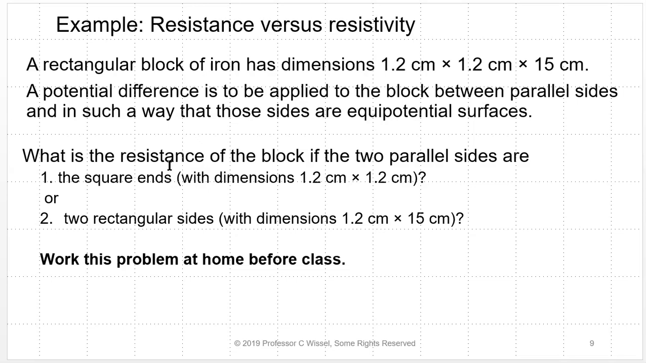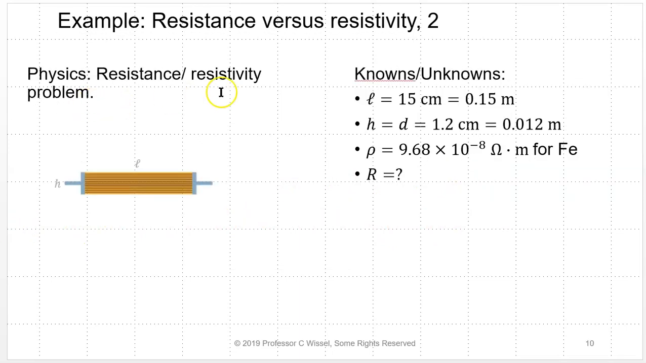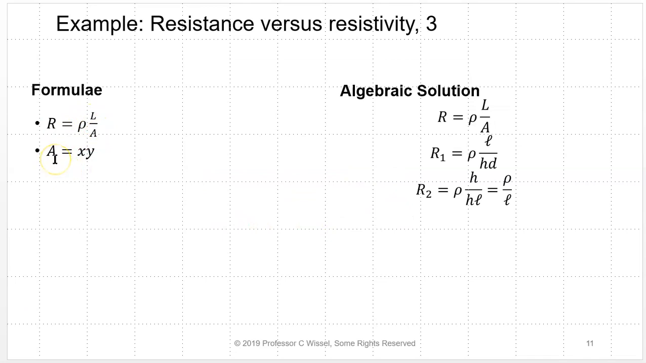Now, knowing that R = ρL over A, I would expect the part that has the greatest area to have the lowest resistance. So case 2 is going to have a much lower resistance than case 1. The physics of this is a resistivity problem. We write down the knowns and unknowns and convert them to SI. L is the long dimension, that's 0.15 meters. H and D are the two square dimensions, that is 0.012 meters. Rho for iron, look it up, is 9.68 times 10 to the minus 8 ohm meters, and we need to know R. Okay, so R equals ρL over A, and the area is X times Y, it's square.